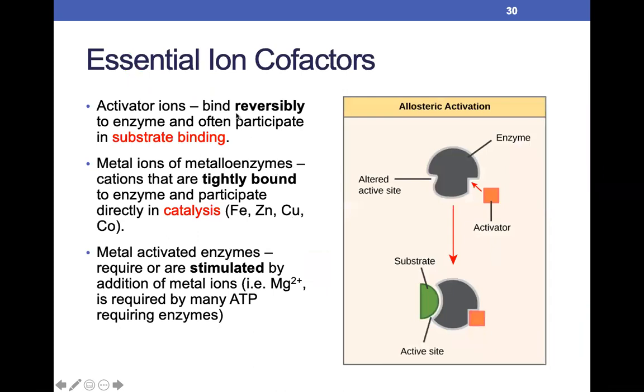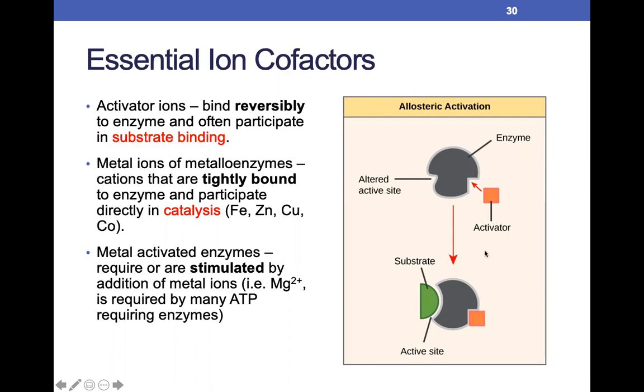Okay, so let's go back to the essential ions. These are ions, so they're usually metals. Within my inorganic cofactors, I can break it down into 3 more categories, and I'm going to tell you how to differentiate these from each other, because by definition alone they sound a little bit similar. The first type is activator ions. I've bolded the word reversibly, and this is what this image is.